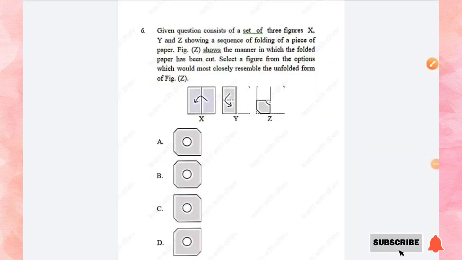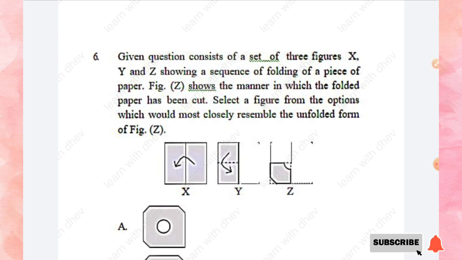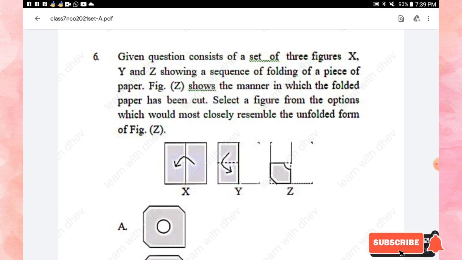Question number 6. The given question consists of a set of 3 figures X, Y and Z showing a sequence of folding of a piece of paper. Figure Z shows the manner in which the folded paper has been cut. Select a figure from the options which would most closely resemble the unfolded form of figure Z. So it is clear that in figure X, the paper has been folded from right to left. In figure Y, the paper has been folded from upper half to lower half, making it 1/4 of the original size, isn't it?